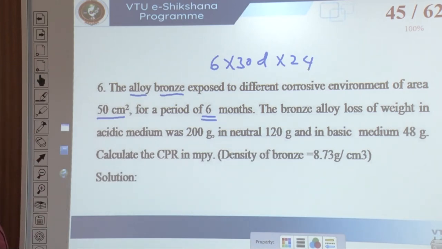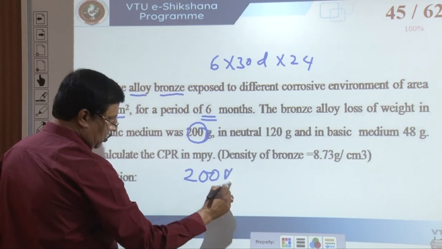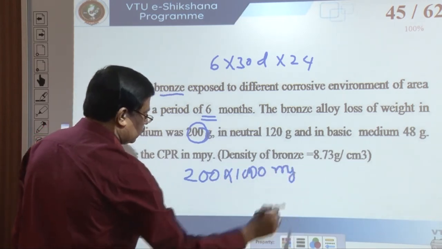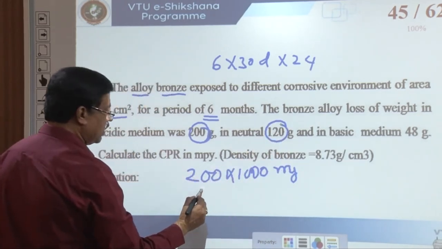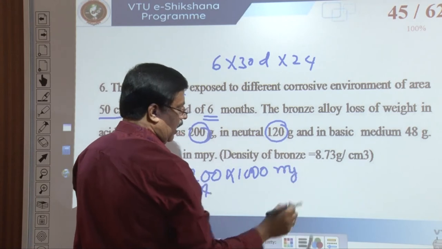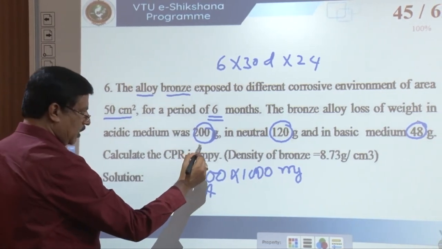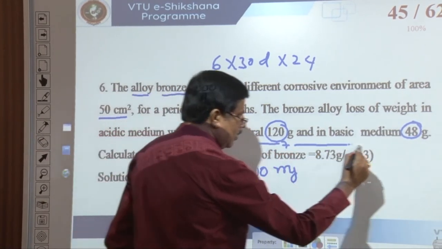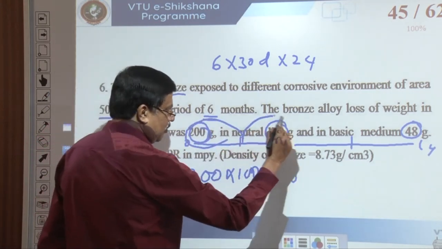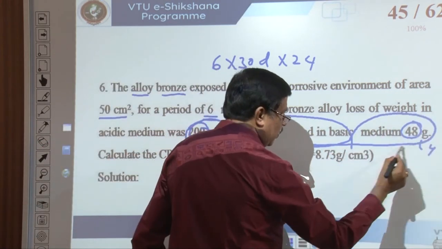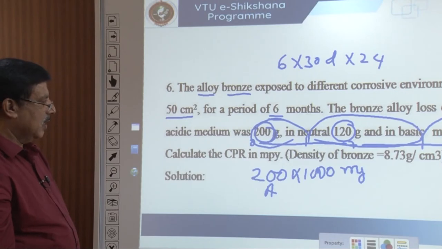The bronze alloy loss of weight in acidic medium is 200 gram. So now you have to convert 200 gram into milligrams. In neutral, 120 gram. So acidic is 200, neutral 120 and basic 48 gram. That means severe corrosion takes place, as I told you about pH 0, 7, 14. So severe corrosion takes place in the acidic one, and in the normal one with presence of O2, 120, and not that much corrosion takes place in the alkaline medium. That means severe corrosion takes place in acidic medium, less in alkaline medium, and in between, 120.